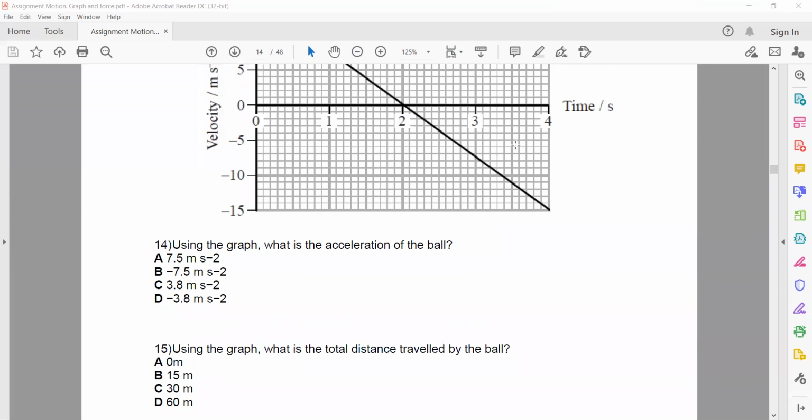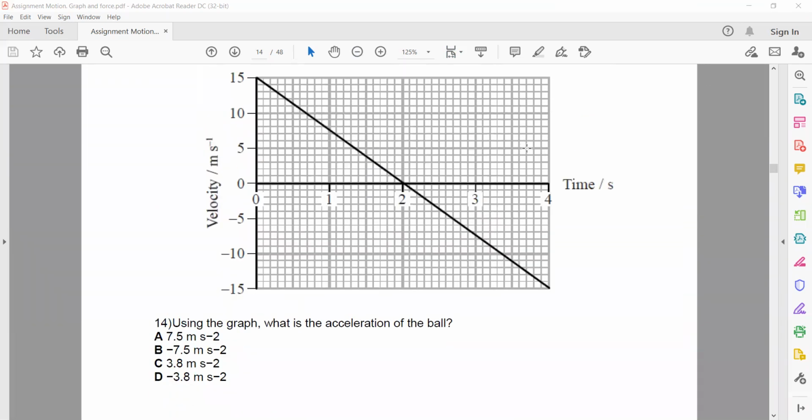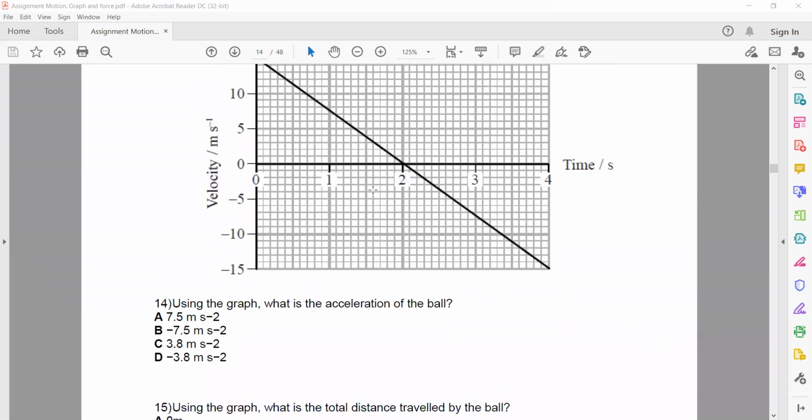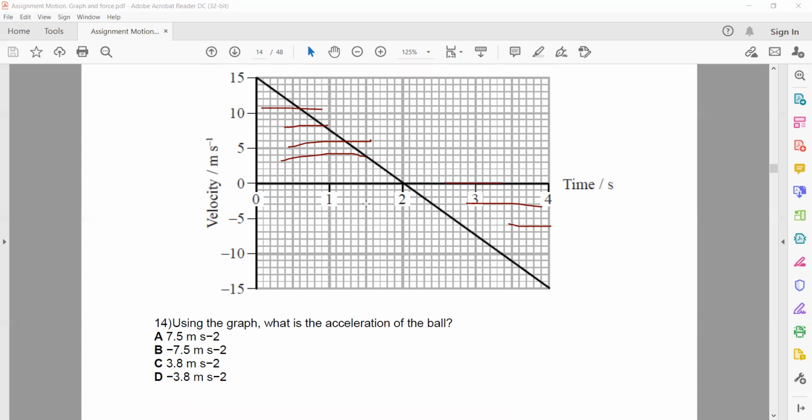Use the graph to find the total distance traveled. Because it's a speed time or velocity time graph, the displacement will be 0 because the area of the object moving upward and downward is the same. But what about distance? It will be the area under the graph. So it's making a triangle, and for a triangle it will be half base into height. It's starting from 15 to 0, and the base is 2. So the area of this part will be half, base is 2 and height is 15.